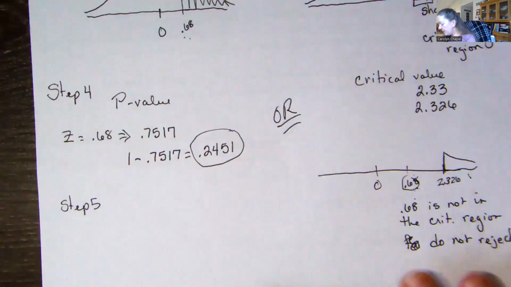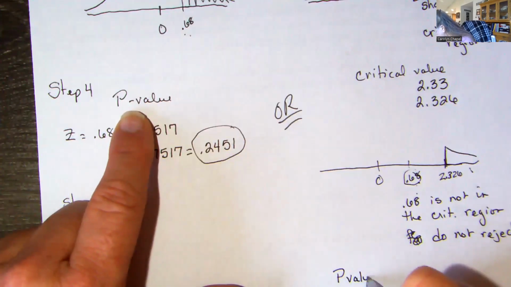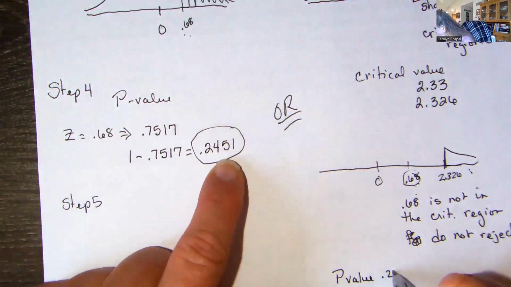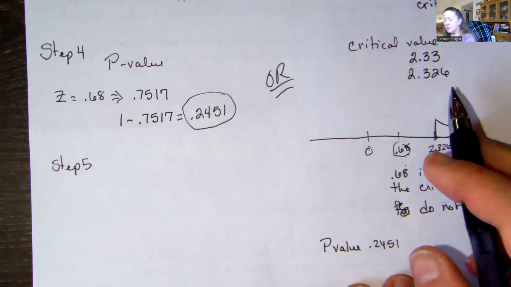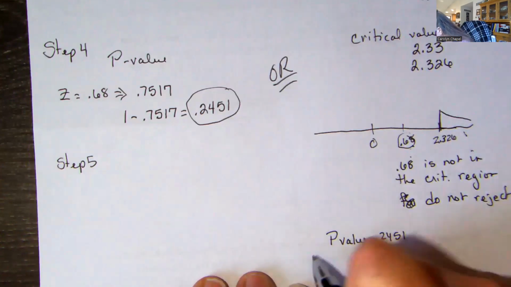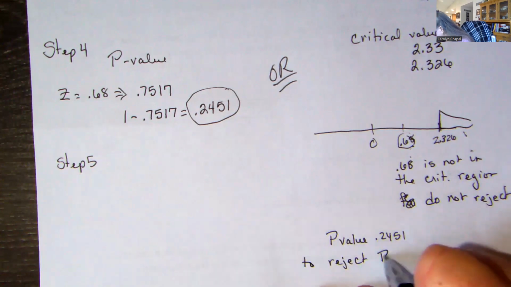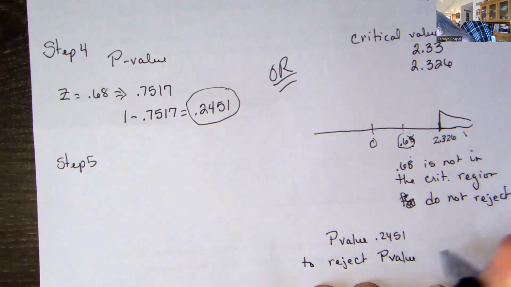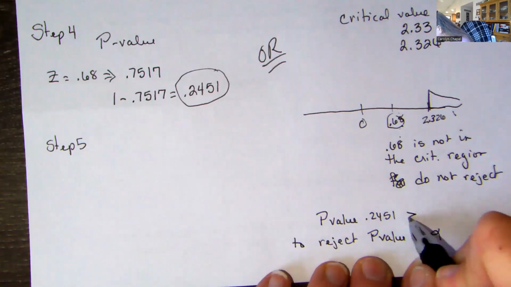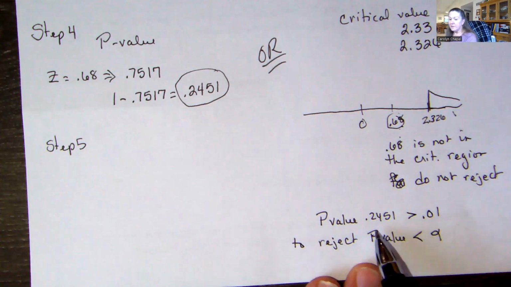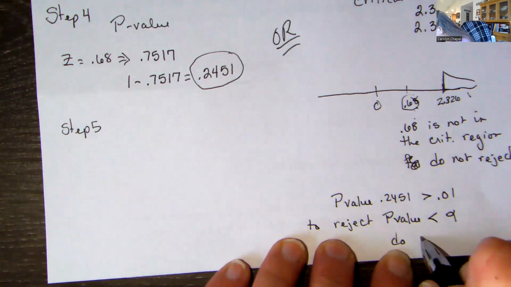If we compare our p-value, which is that 0.24, for us to reject, the p-value must be smaller than the alpha level. Ours is not. Notice 0.24 is much bigger than that 0.01. So again, we will not reject.